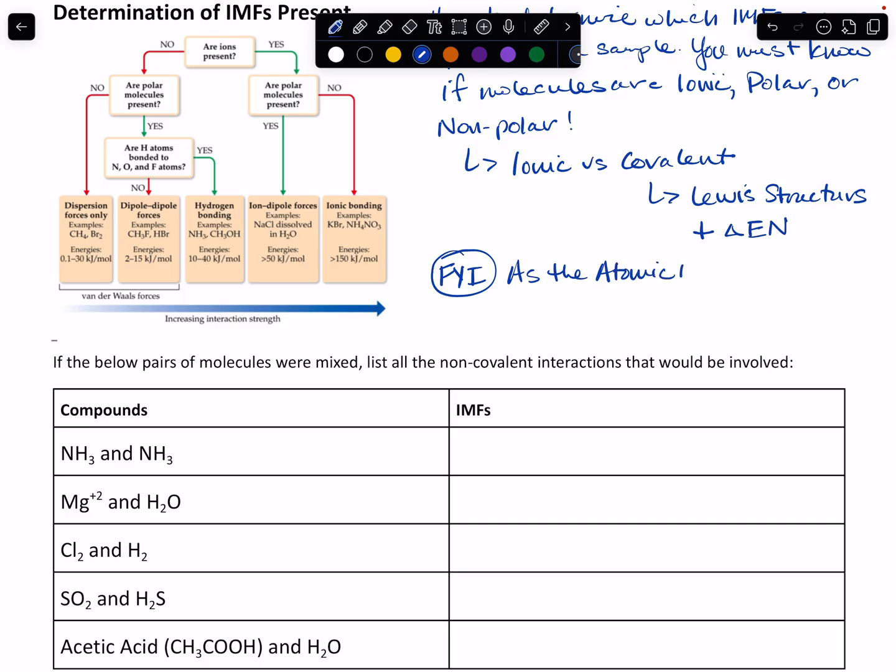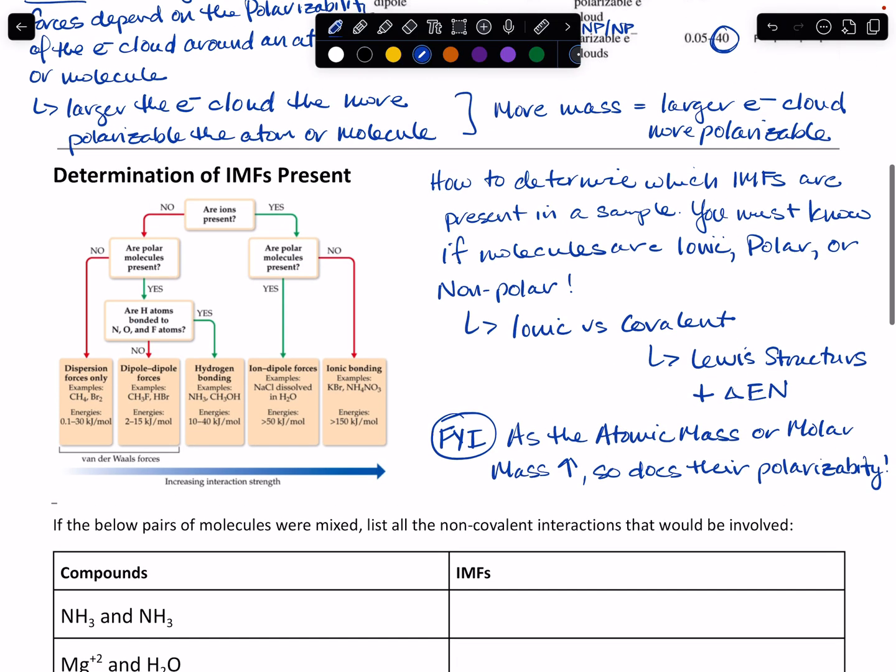In addition, for your information, as the atomic mass for elements or molar mass for molecules increases, so does their polarizability. That is most important for our nonpolar molecules. All right, so let's look at this chart.